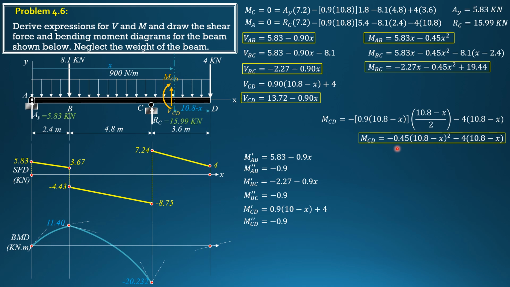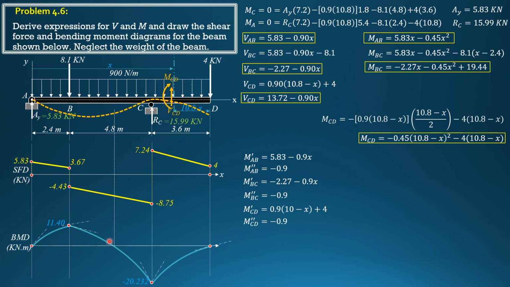But based on the second derivative, the first derivative is positive 0.9 of 10.8 minus x, then plus 4. The second derivative would be negative 0.9. So it is still negative 0.9. So M CD prime is 0.9 of 10.8 minus x plus 4. You should know how to differentiate, or else you haven't yet finished calculus. If you do not know how to differentiate that function, the second derivative is negative 0.9. So it should not be a question here. So negative 0.9, so concave down as shown. So that's it. And this is the bending moment diagram.